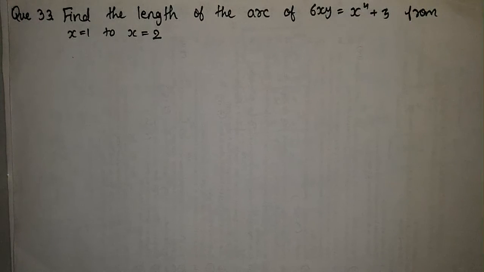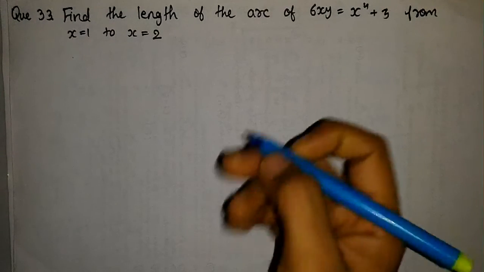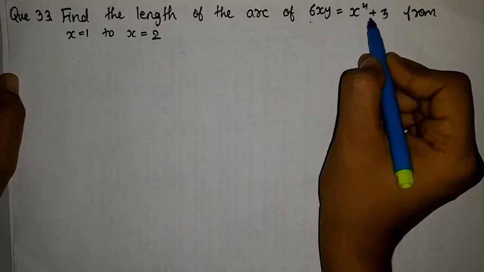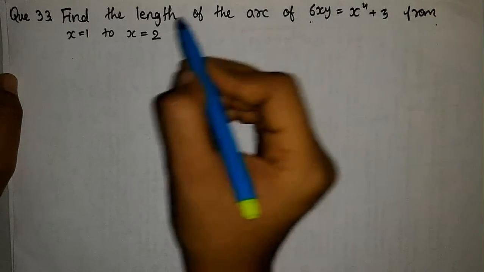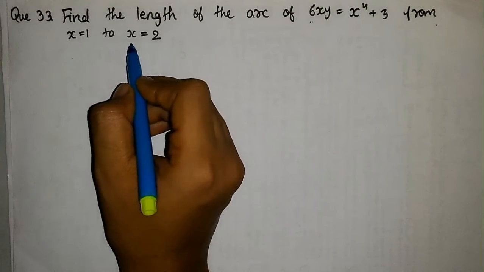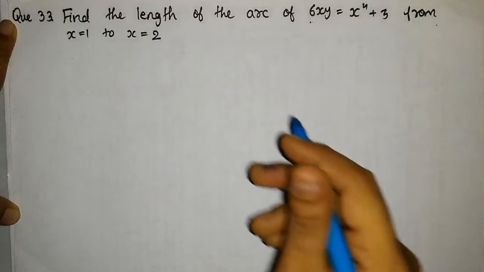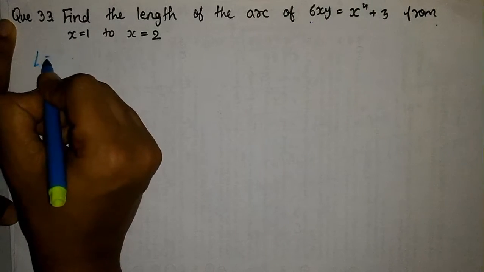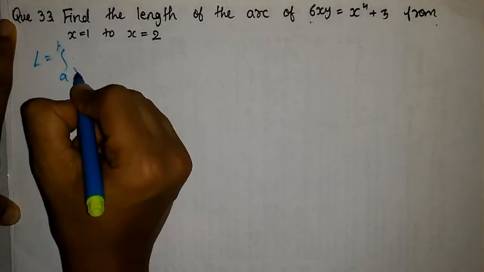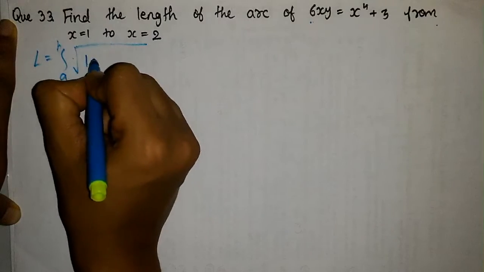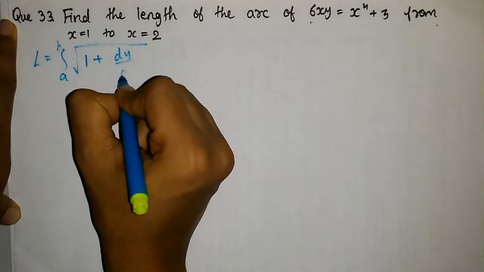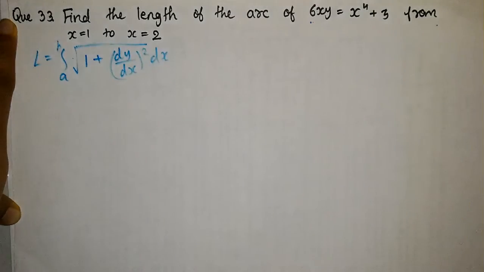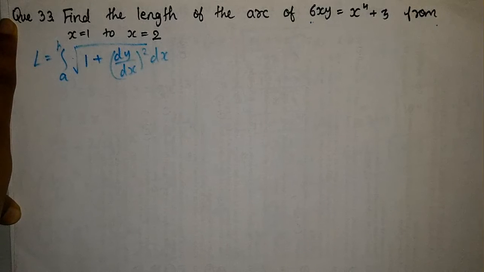Question 33 is: find the length of the arc 6xy = x^4 + 3 from x = 1 to x = 2. The limits are given from x = 1 to x = 2. We know the formula of arc length: L is equal to the integration from a to b of the square root of 1 plus (dy/dx) whole square, into dx. This is the formula of arc length.